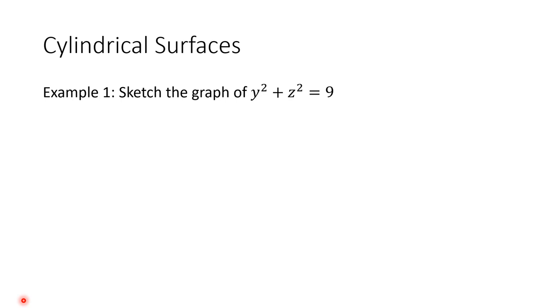So let's start by just doing an example. We are going to sketch the graph of y squared plus z squared equals 9. Now this is what's considered a cylindrical surface, and I'll explain what that means, but let's just go about graphing this.